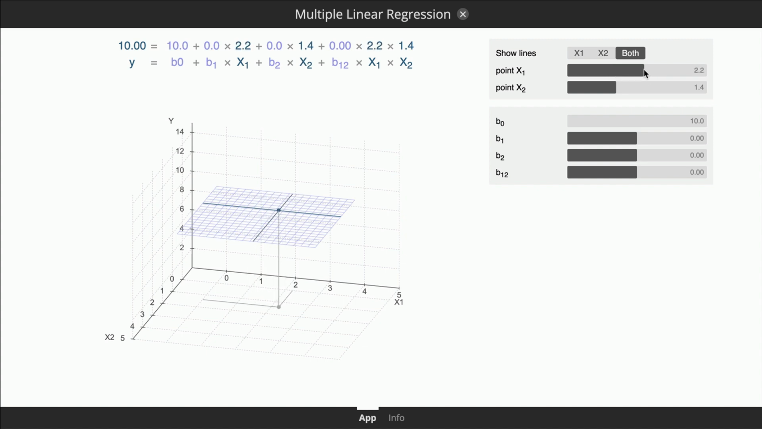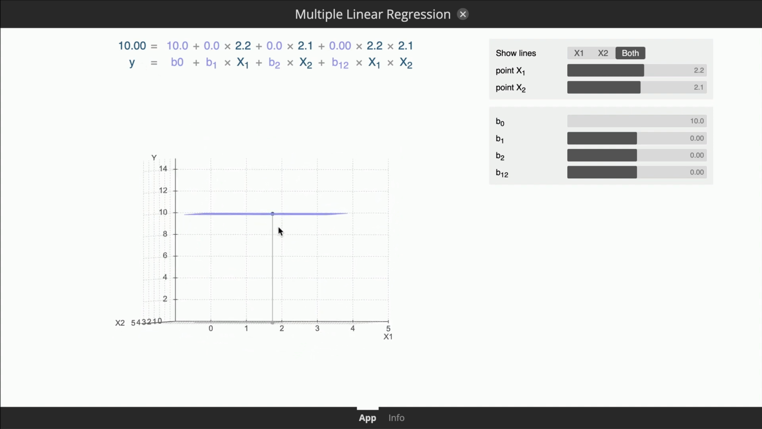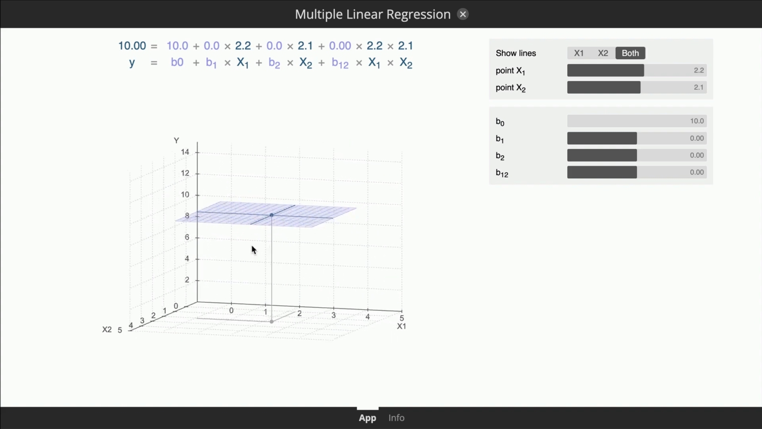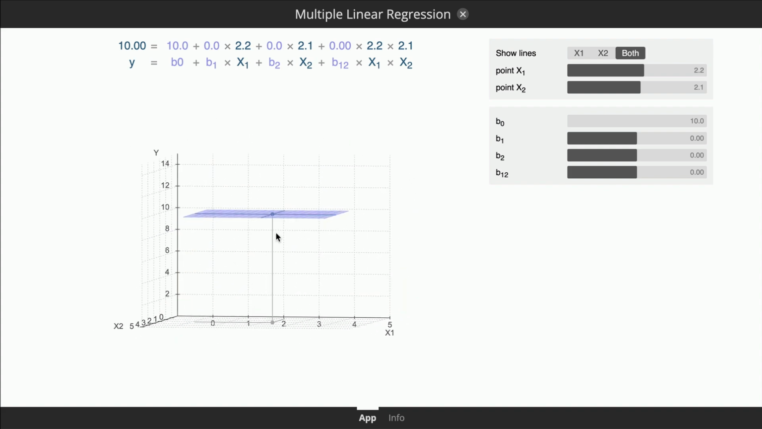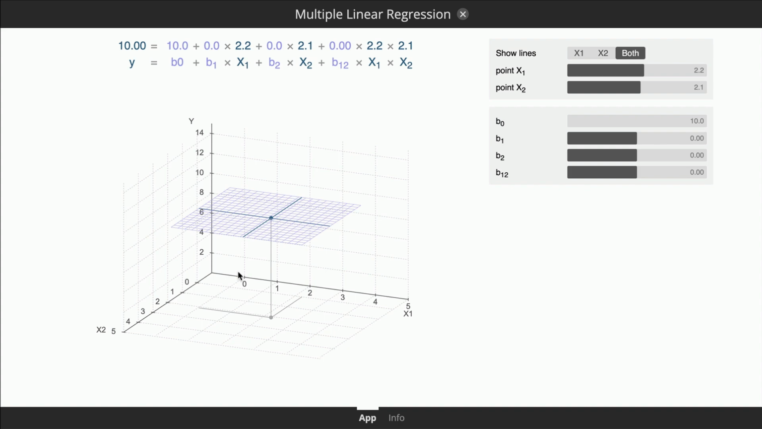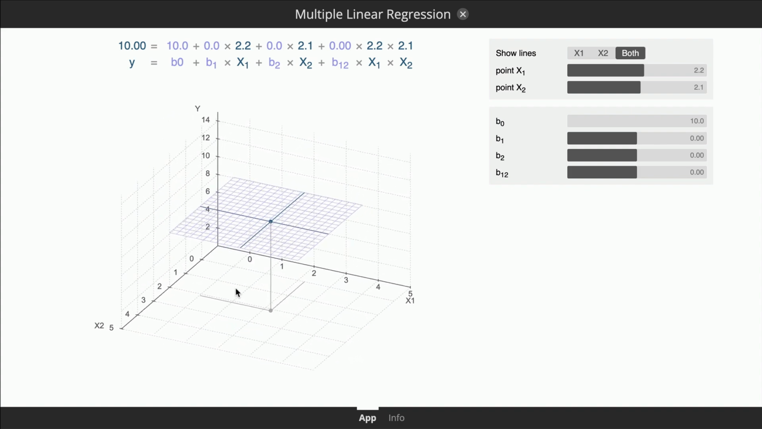So you can see that I change x1, I change x2, but the y value remains the same, it's 10, right? And this is the meaning of this 10, the b0. b0 is what y will be equal to if you don't have any contribution from x1 and x2. Okay, and then you can clearly see that the model plane is parallel to x1 and x2, and this is why we don't have any influence from x1 and x2.